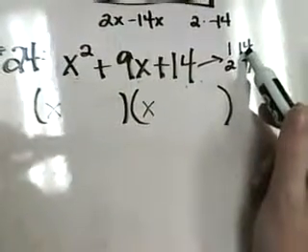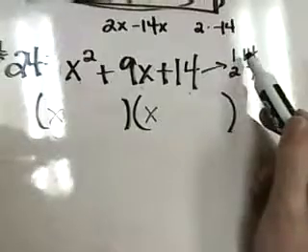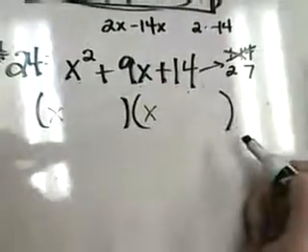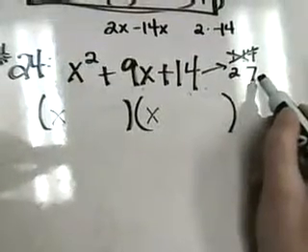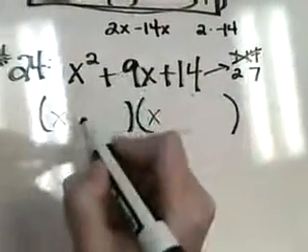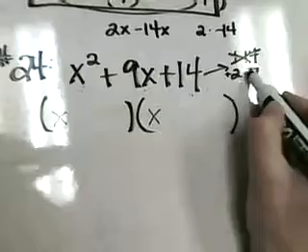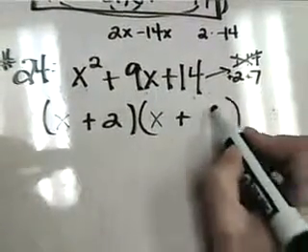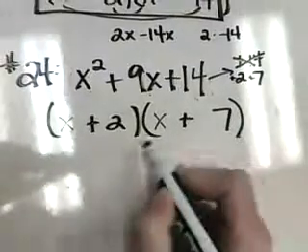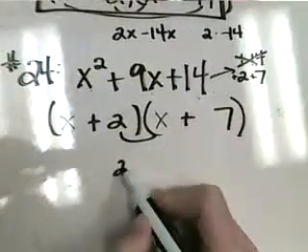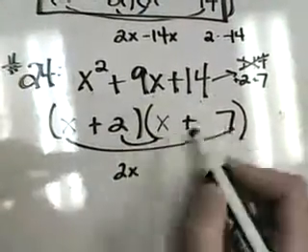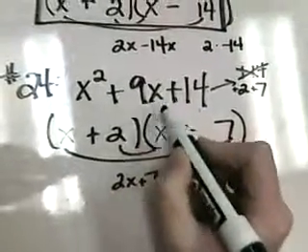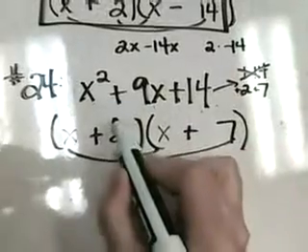1 plus 14 is 15. 1 minus 14 is negative 13. That doesn't give me 9. 2 plus 7, that gives me 9x. So I want a positive 2 and a positive 7 to give me positive 9. Now let's double check to make sure we're right. This gives me 2x. Outside gives me positive 7x. That still gives me my middle. I'm good.